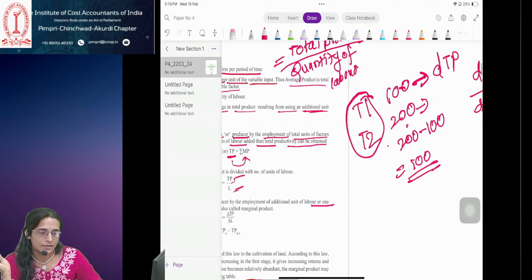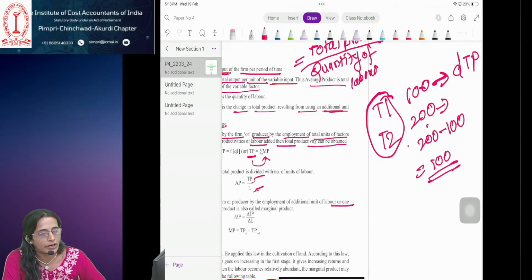We discussed three concepts, right? Total product: what is total product? Total units or quantity produced. Average product: total product divided by the variable that is changing, because other factors are constant. Only one variable is driving total product. And what is marginal product? Again, the change in the total product due to the change in the variable.